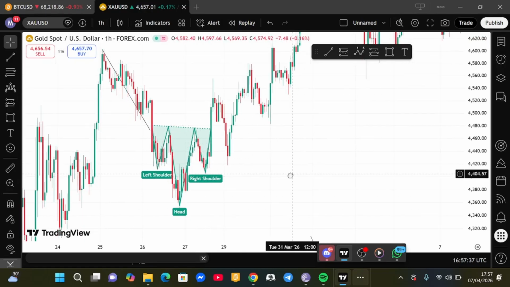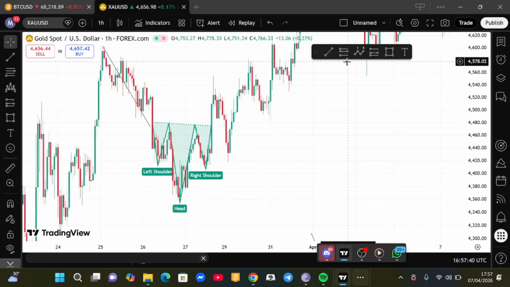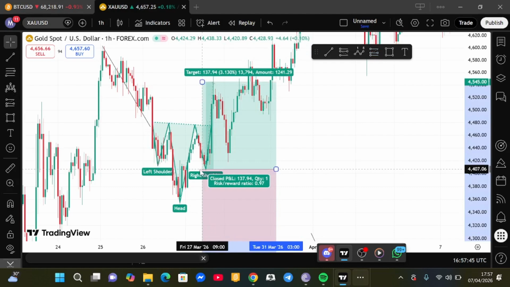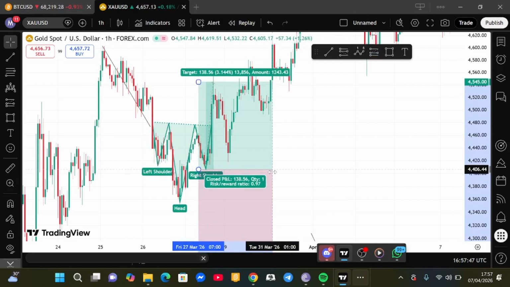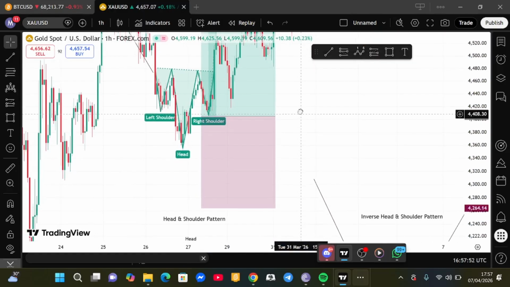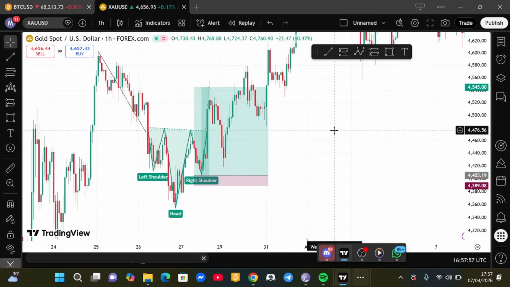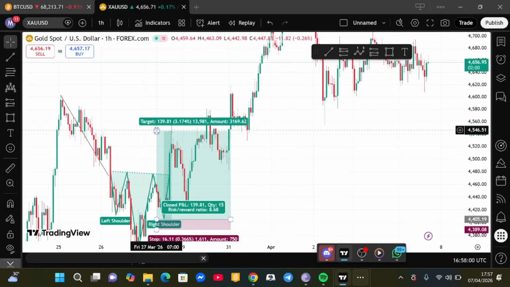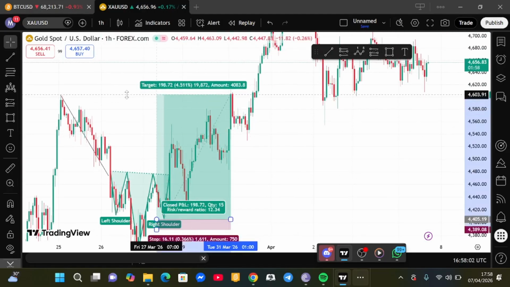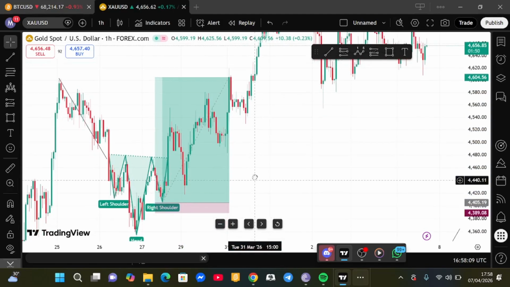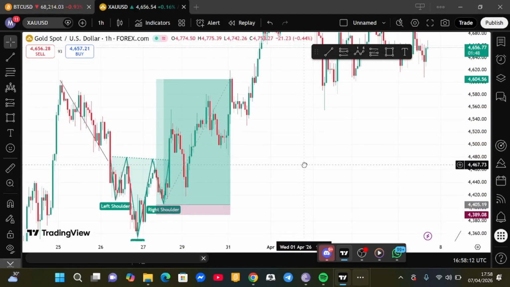Now there are different ways you can trade this. You can simply decide to put your stop loss at the bottom of the right shoulder, and then you set your TP from this high here, from this high where the downward trend came from. So you see that it went straight to take profit.